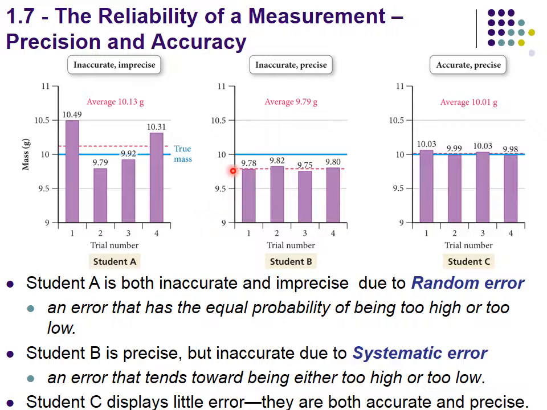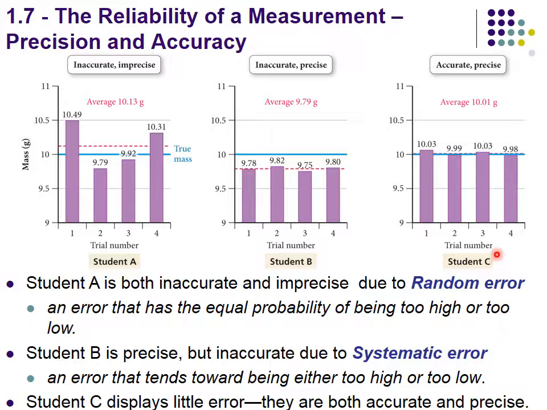Student B has an average value that's lower than the true value, so that makes them inaccurate. They weren't close to their goal. But all of their values are very consistent. They're all very close together. So student B is precise, but inaccurate. And so this is a systematic error. This is something where they had an error in their technique or in the instrument, but it was consistent. So everything was either slightly too high or slightly too low, but there was still consistency.